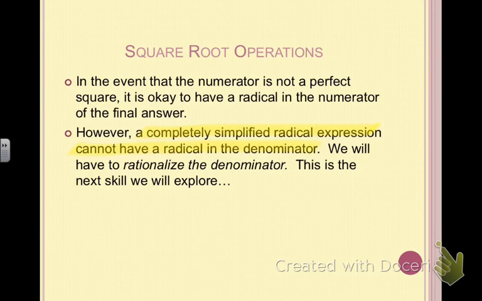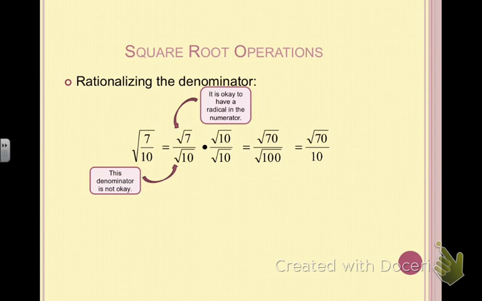In this case, we have to do what is called rationalize the denominator. Let's look at that next. The square root of 7/10 breaks into the square root of 7 over the square root of 10. The square root of 7 can't be simplified because it has no perfect square factors. This is also true of 10.